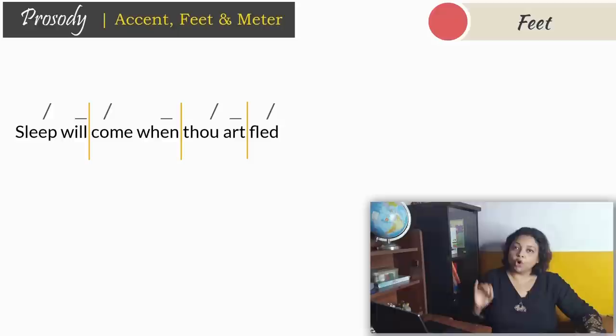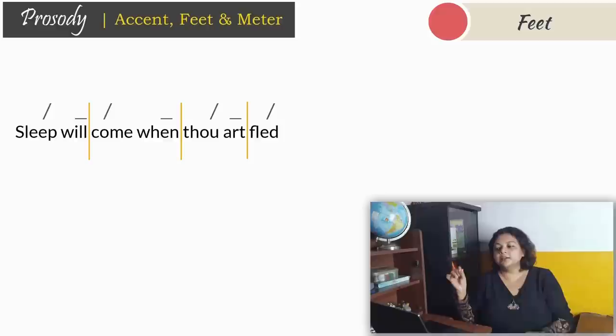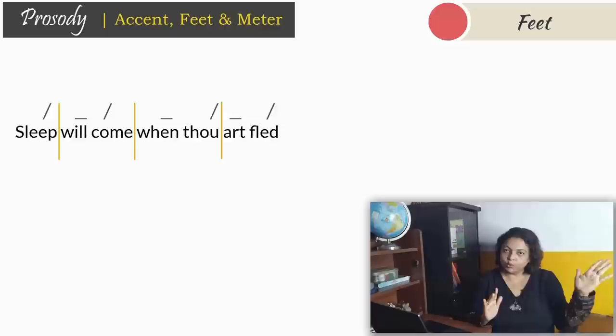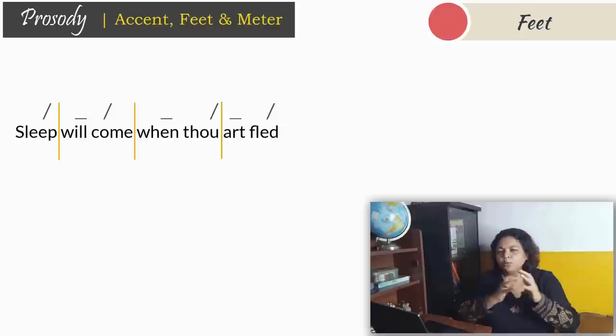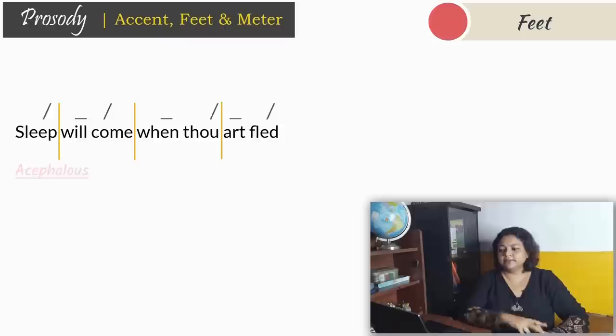Again, you have the option of doing something else. What else? Instead of putting "fled" alone, you can turn this into an iambic line. How? Put "sleep" alone and then read the line, "will come when thou art fled." So how to understand whether to make it a catalectic line or an acephalous line? This is called an acephalous line.